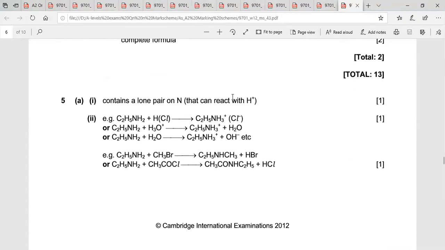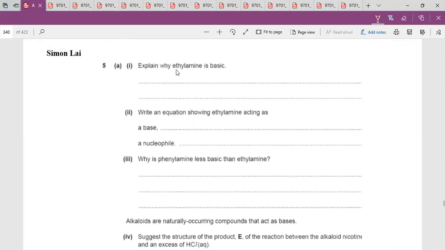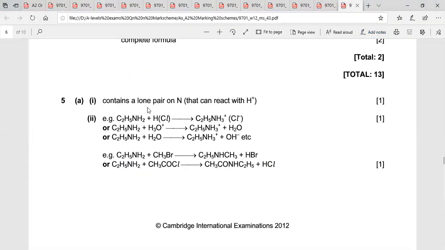Okay, here. Now look at the question, guys. Why is it basic? Because it's got a lone electron pair. You must say lone pair, not just that it can react with H plus. This is actually Brønsted-Lowry's definition of a base, but then why can it? Why is it? Because of the lone pair. See, the lone pair is important for the mark there.